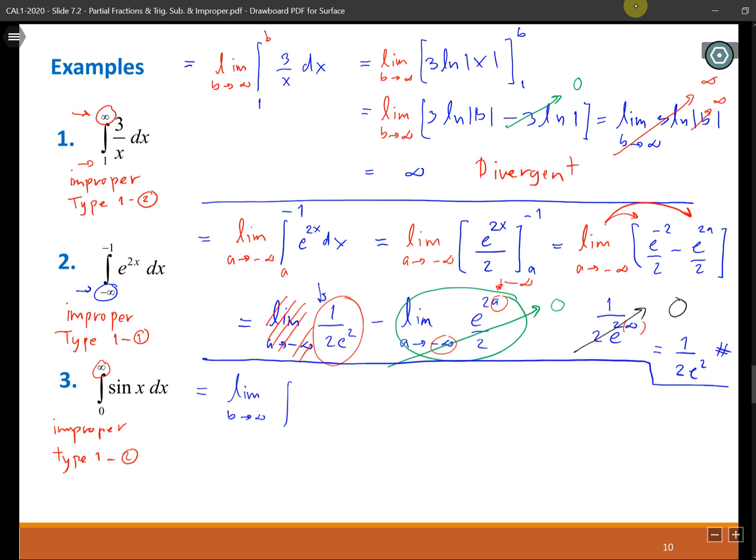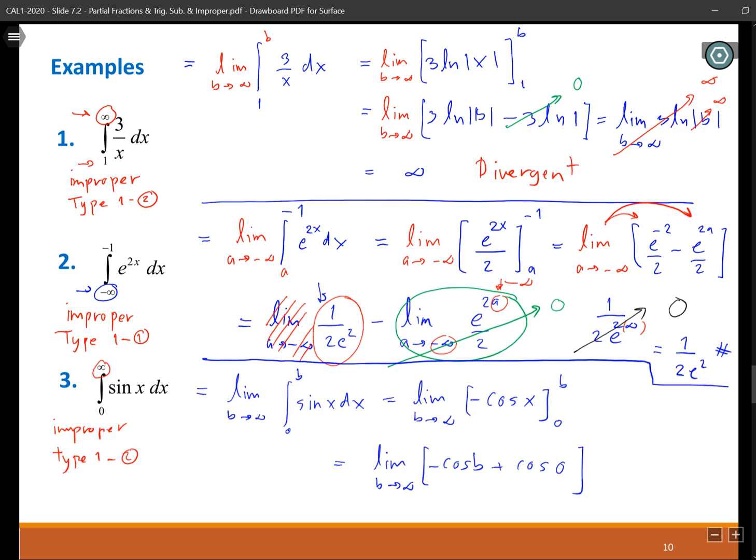So up here I'm going to use b instead of infinity, the integral from 0 to b of sine of x dx. After that, I perform the integration normally and integrate sine x, I get minus cosine of x. This has to be evaluated at 0 and b. And don't forget the limit here. Limit as b goes to infinity of minus cosine b plus cosine 0.